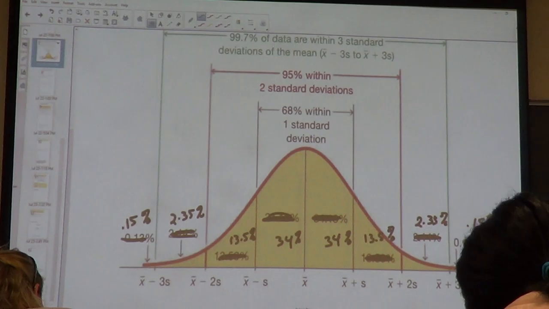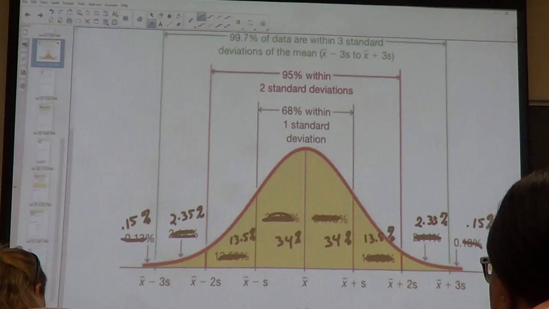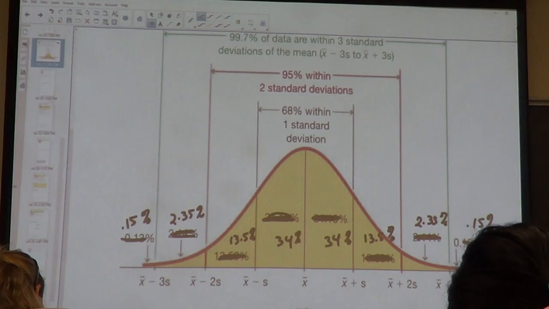0.15, 2.35, 13.5, 34, and then it's a bell-shaped curve, so the other side is symmetric. 34, 13.5, 2.35, and 0.15.